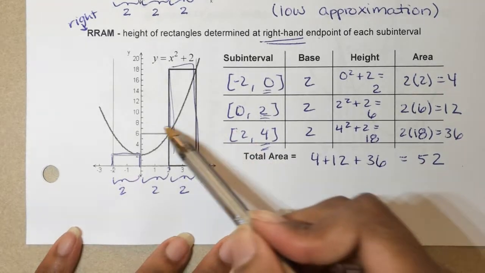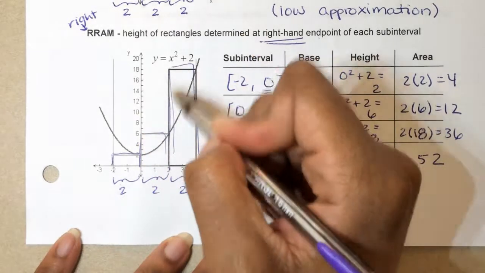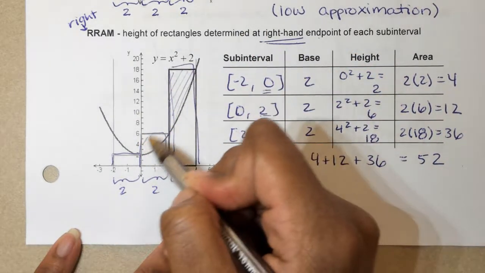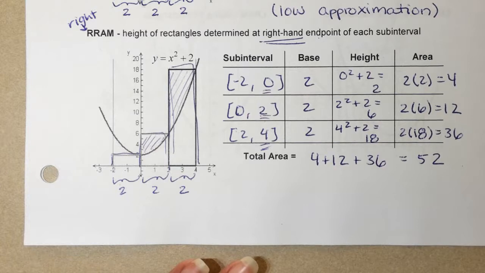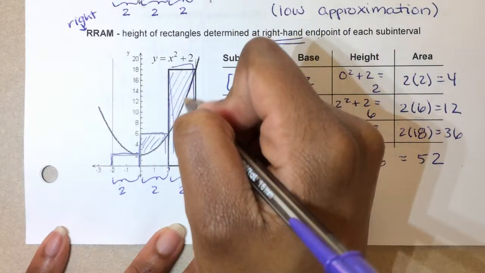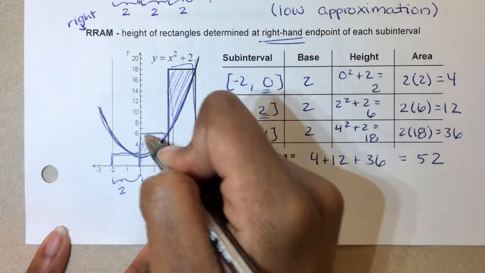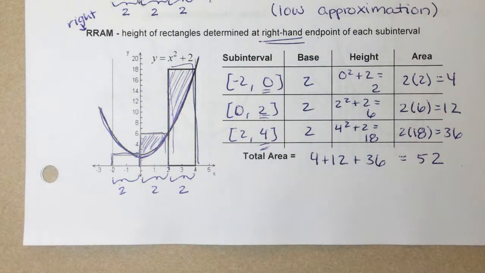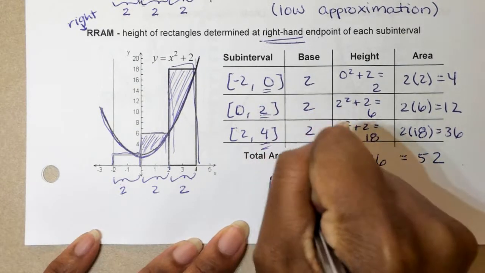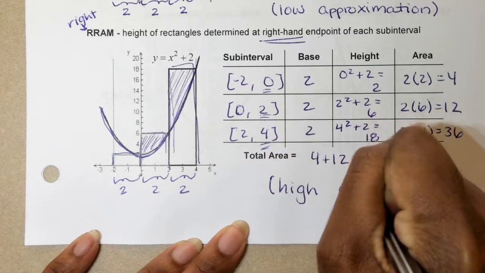Now if we look at this graph and these rectangles, we can see that we are overestimating by a good chunk here. Our graph is this curve, and all of this space up here that we're accounting for is not under our curve. So this is considered a high approximation.